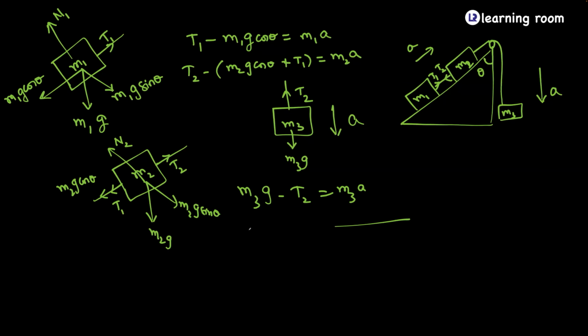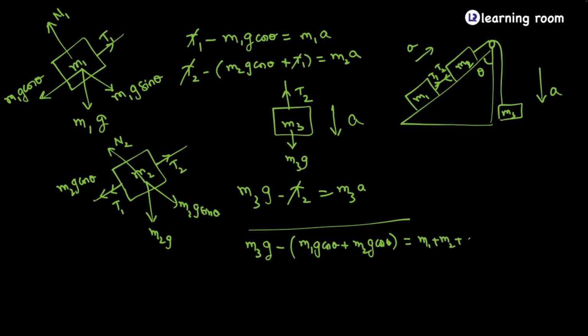So what we need to do is we need to add all the equations. When you add all the equations, T1 and T1 will get cancelled. T2 and T2 will get cancelled. So what is it that you're going to get? M3G is positive minus of M1G cos theta plus M2G cos theta should be equal to M1 plus M2 plus M3 into A.